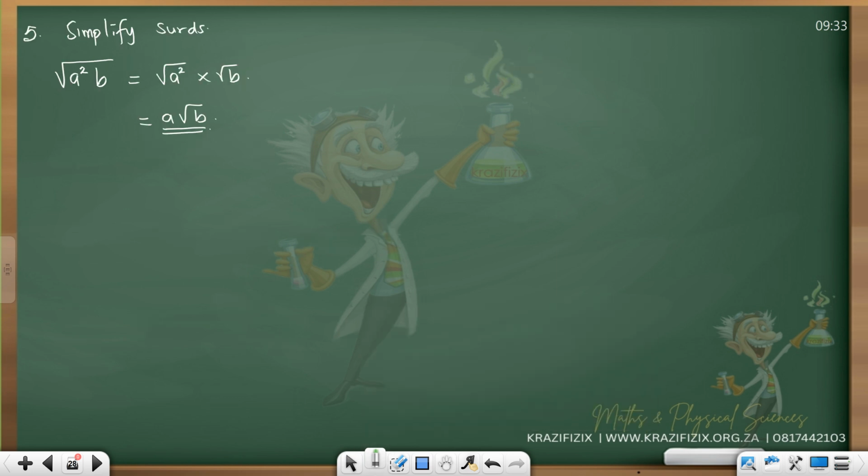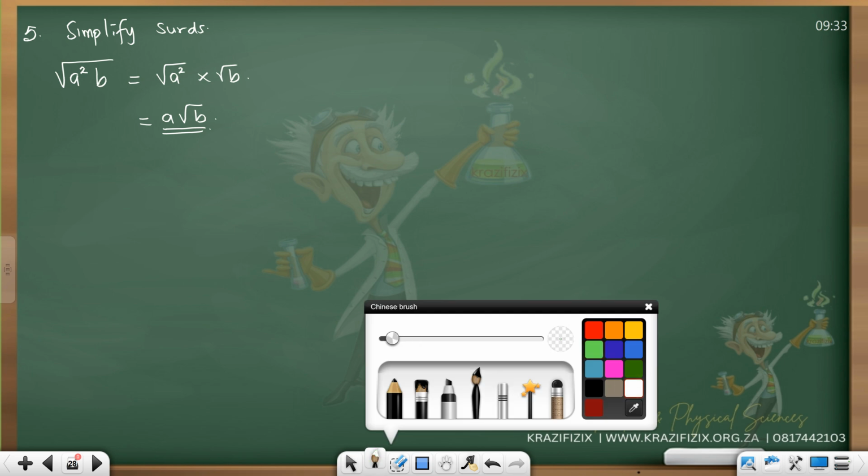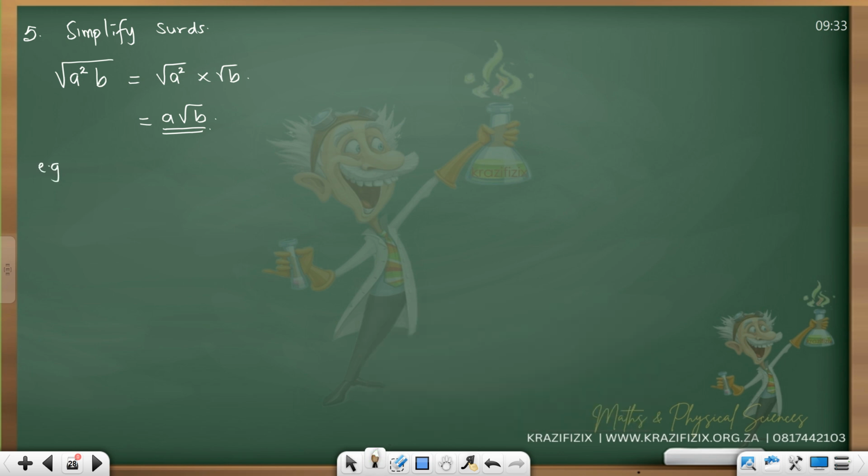All right, guys, look at this. Where do I need this? This is important. For example, if I ask you for the root of 32, root 32 is not a perfect square. Right? So I'm going to break 32 down into something that will give me a perfect square. Check. What is 32? It is 16 times 2.